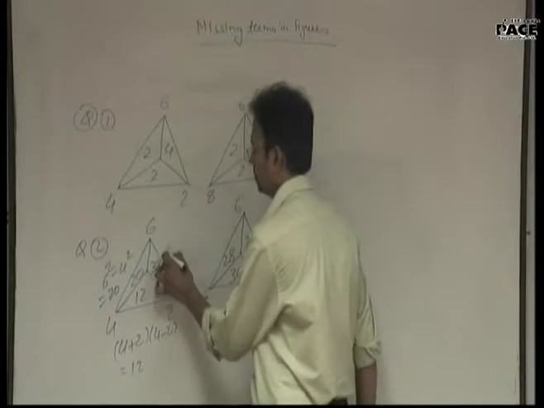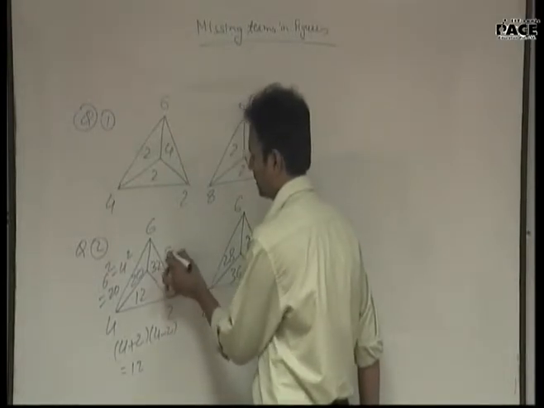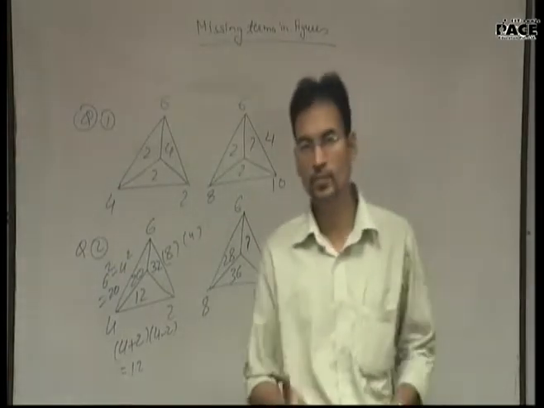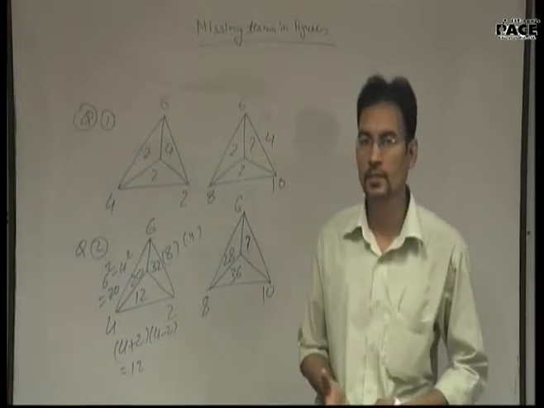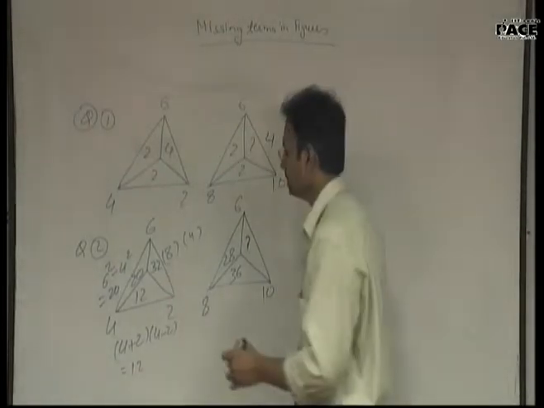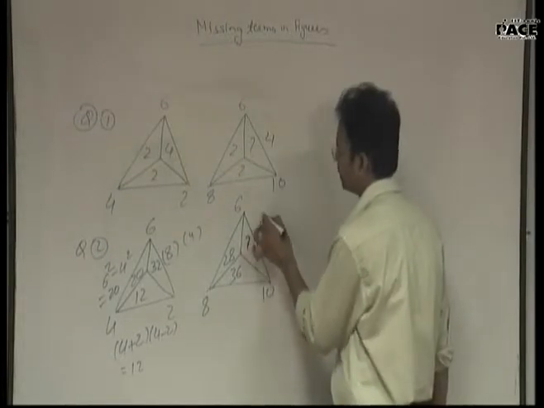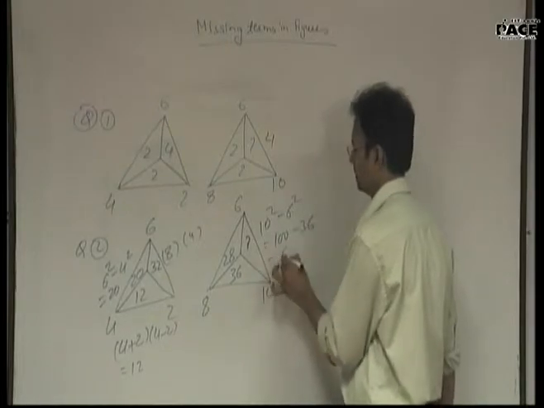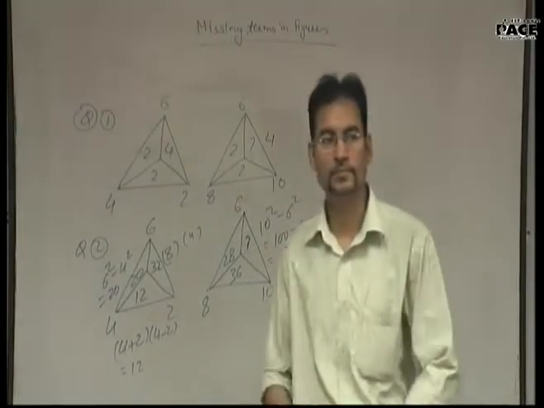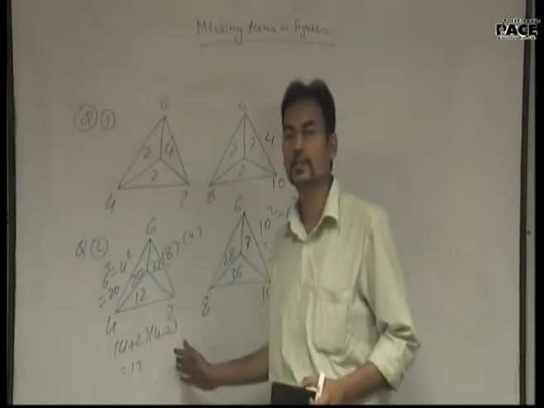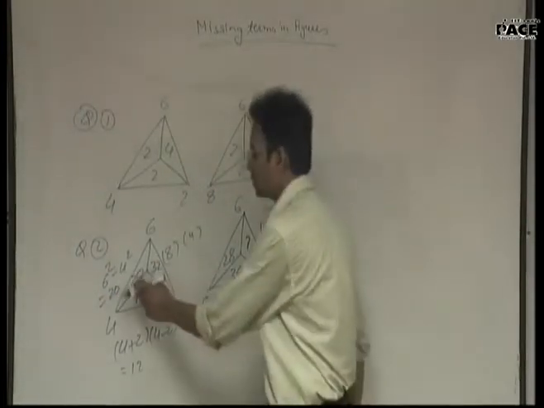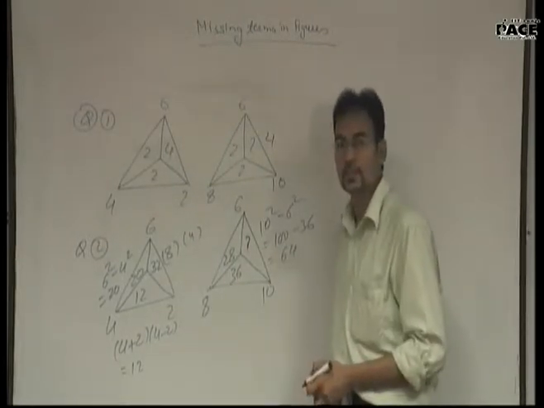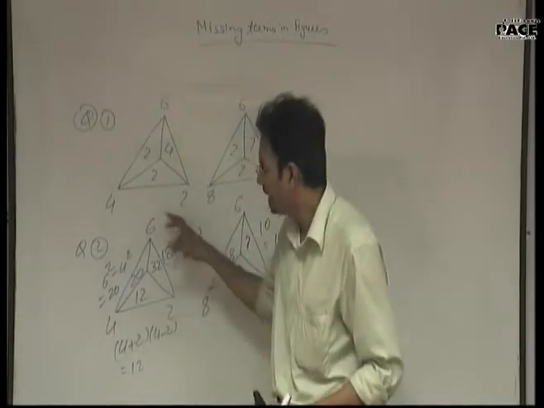And similarly, here also 6 plus 2 is 8, and 6 minus 2 is 4. A square minus b square equals a plus b into a minus b. So the answer here will be 10 square minus 6 square, 100 minus 36, 64. We have to take into account all the numbers outside. You can't say that 20 plus 12 is 32. This will not be feasible sometimes, because these numbers play an important role.